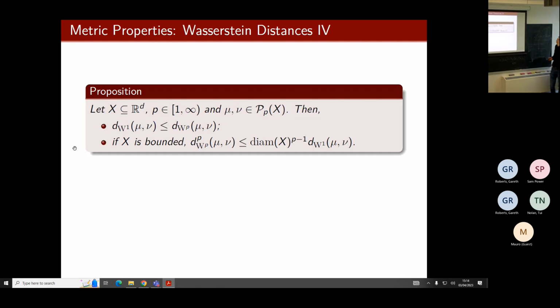Okay, so the next proposition is that on bounded spaces, at least, all these Wasserstein distances are essentially the same.